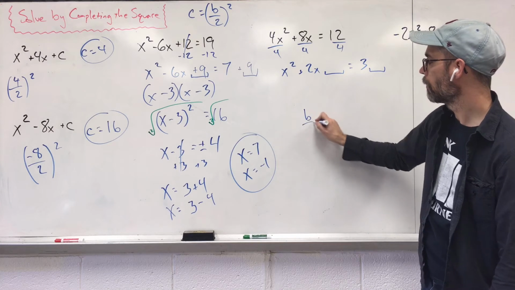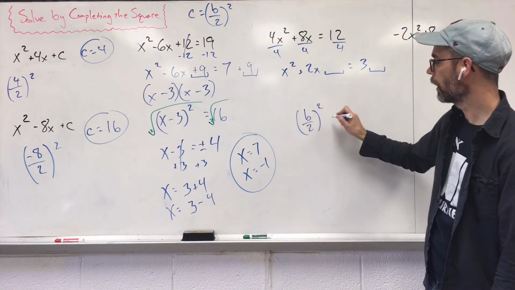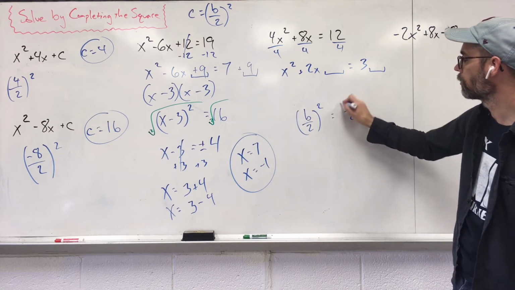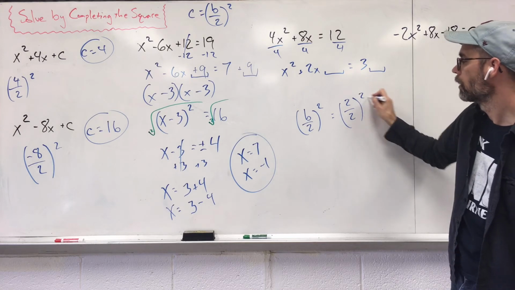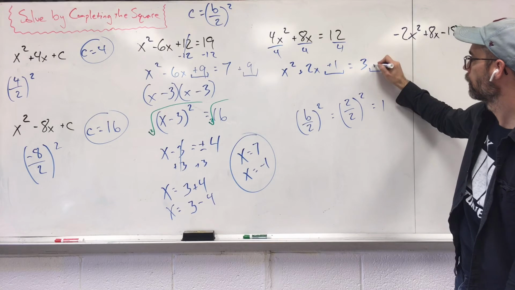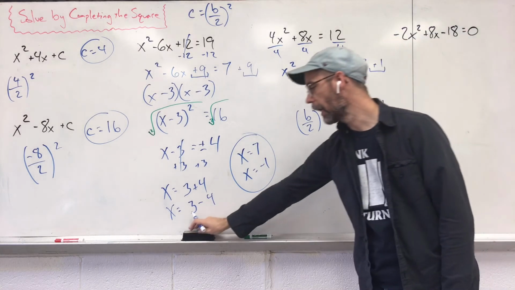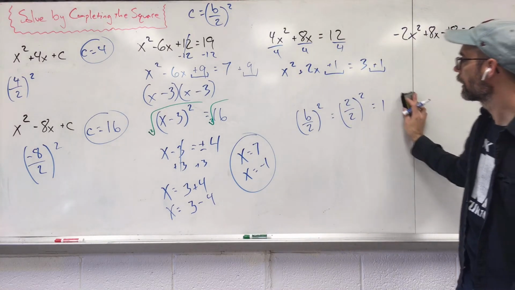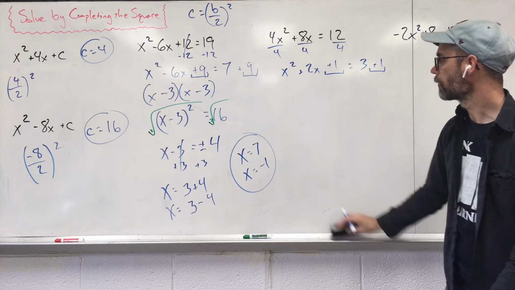So b divided by 2 squared. In this case, it's going to be 2 divided by 2, which is 1. Square it. It's still going to be 1. So I'm going to add 1, add 1. If you do it to the right side, got to do it to the left side. Let's factor.